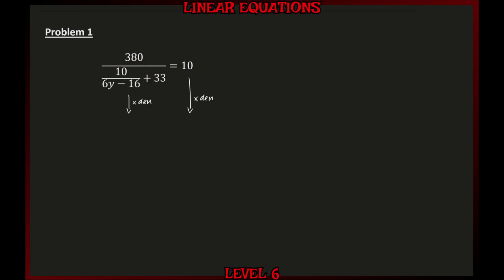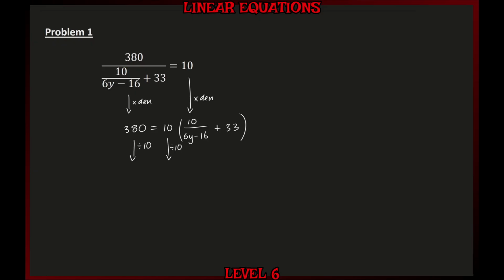Now on the left, when we multiply by the denominator, this cancels the denominator out and it just leaves us with 380. On the right, we have 10 multiplied by the whole denominator inside this fraction. Now looking at the right hand side, we could expand the bracket by multiplying each term in the bracket by 10, and this would be fine to do, but it's actually a little bit easier to remove the 10 by dividing both sides by 10.